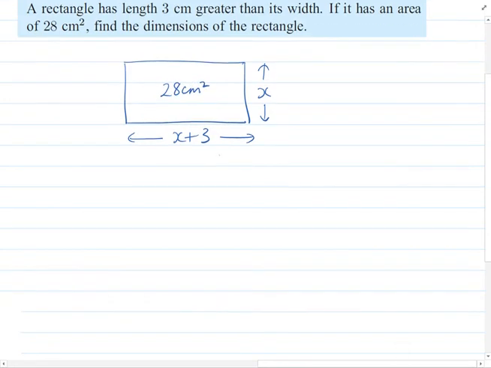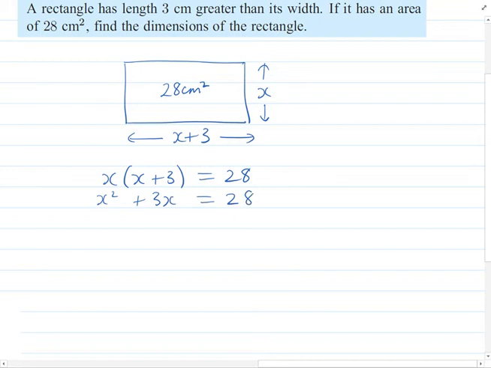So that means that when we times the base and height together, we get 28. So timesing them together will look like this, and they'll be equal to 28. And so that's our equation that we're forming. So let's expand our brackets. So we've got x squared plus 3x equals 28.